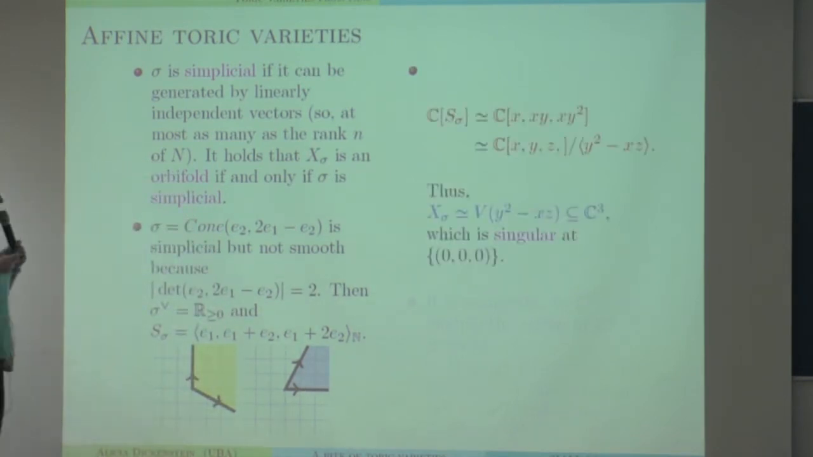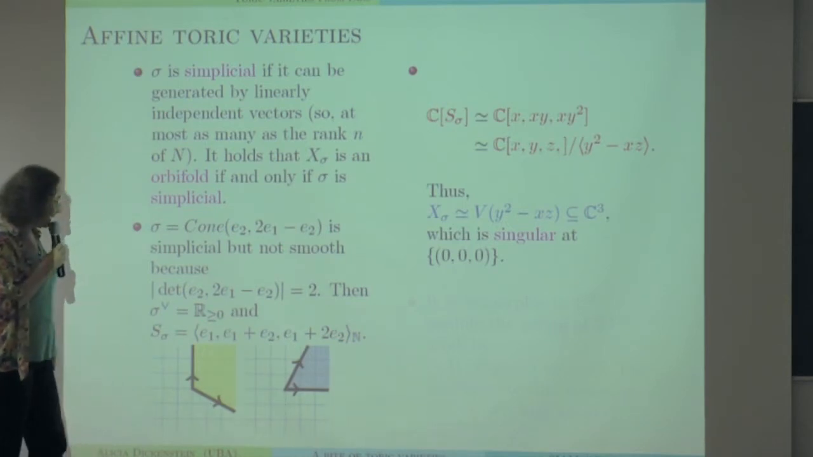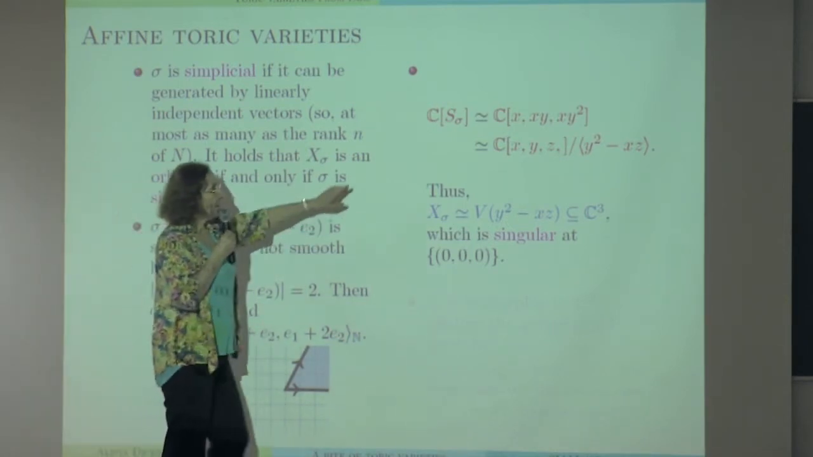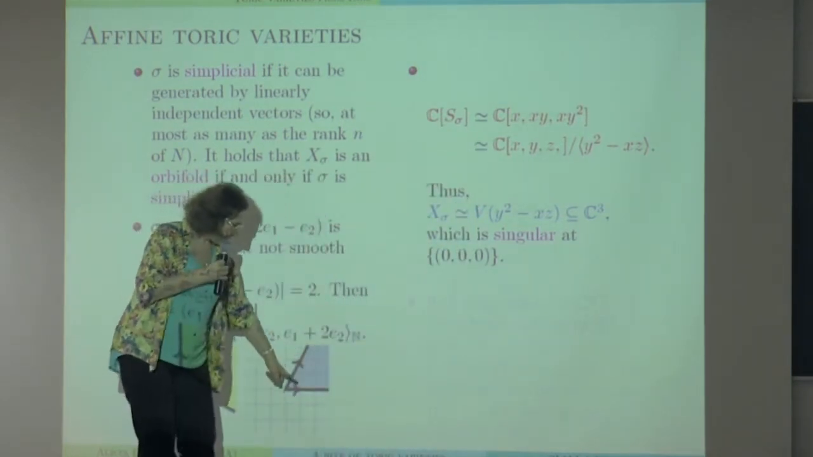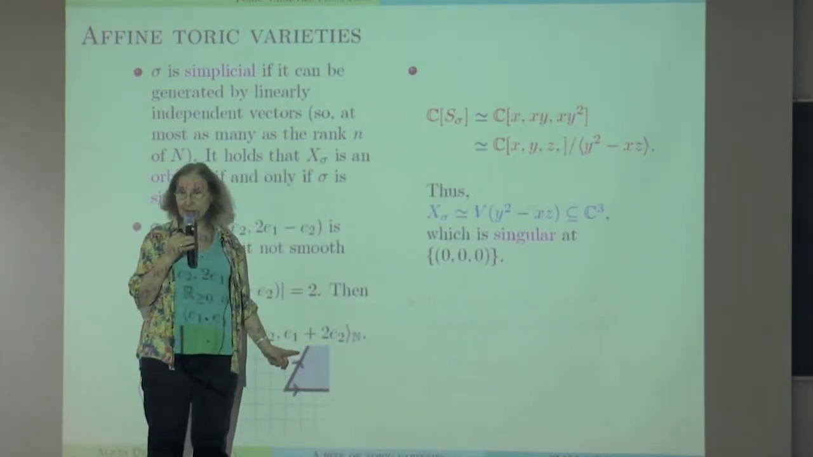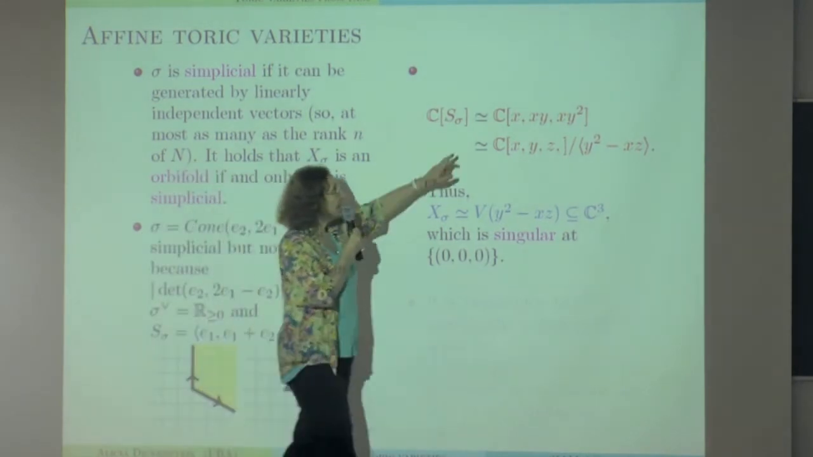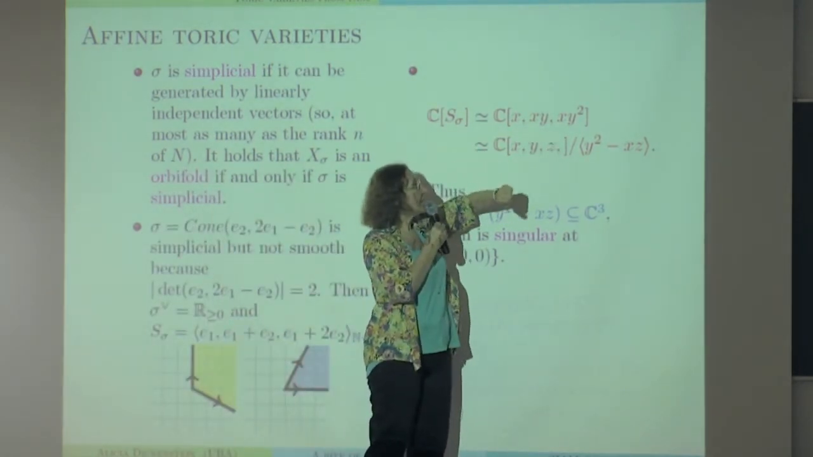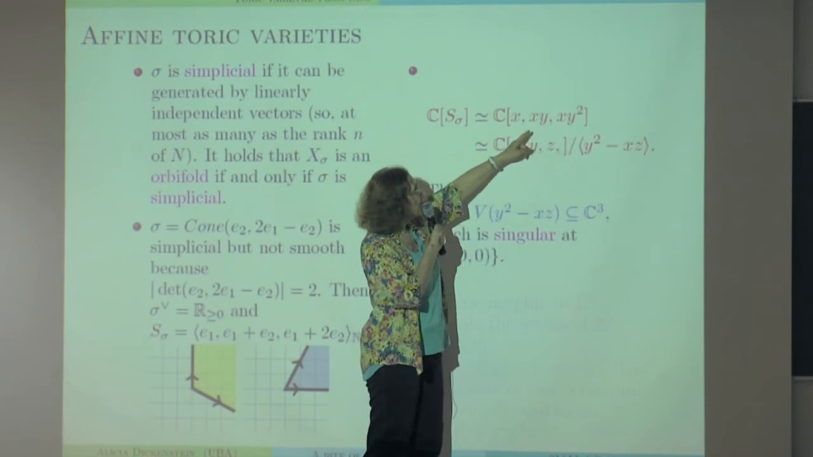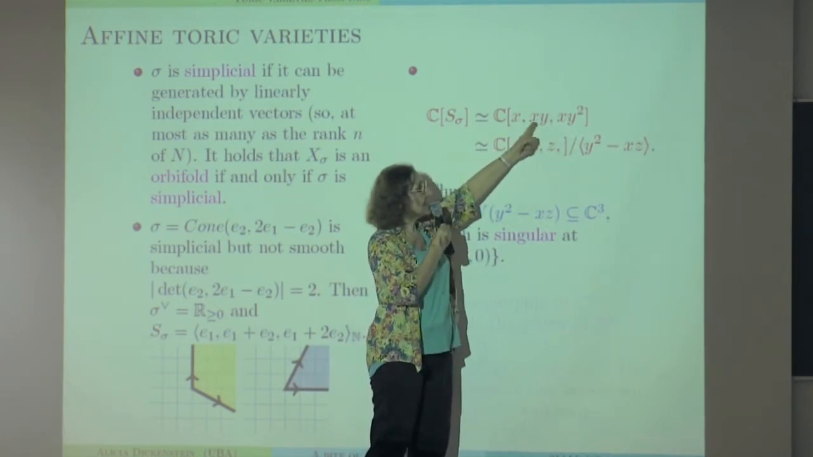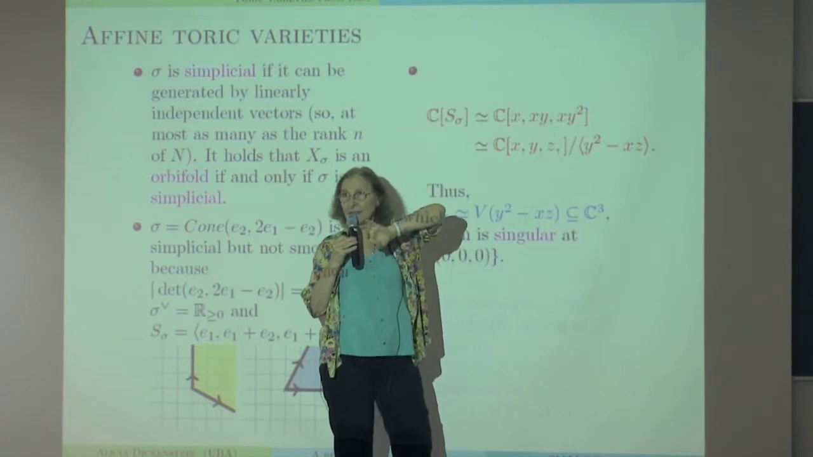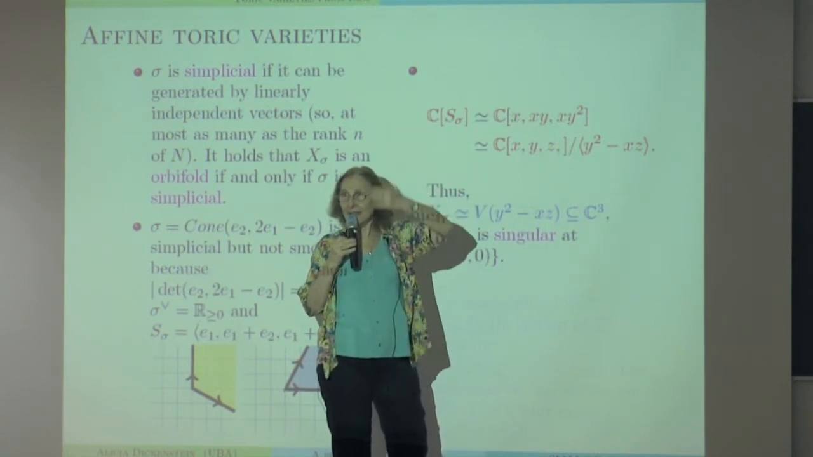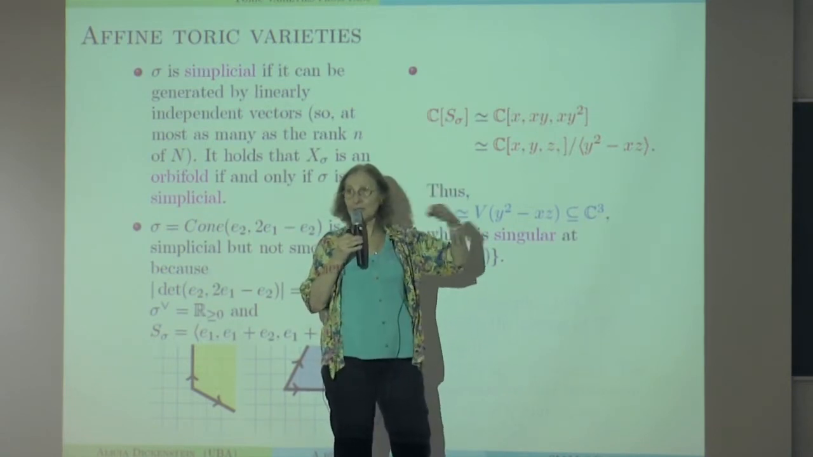So what happens to this variety? If I need to take the semigroup ring, I need 3 generators: (1, 0), (1, 1), and (1, 2). This means that this is C of x, xy, xy squared, and there is an obvious equation: this square equals this times this, which comes from the fact that this point is half this plus this. The linear relations among our points give us the equations.